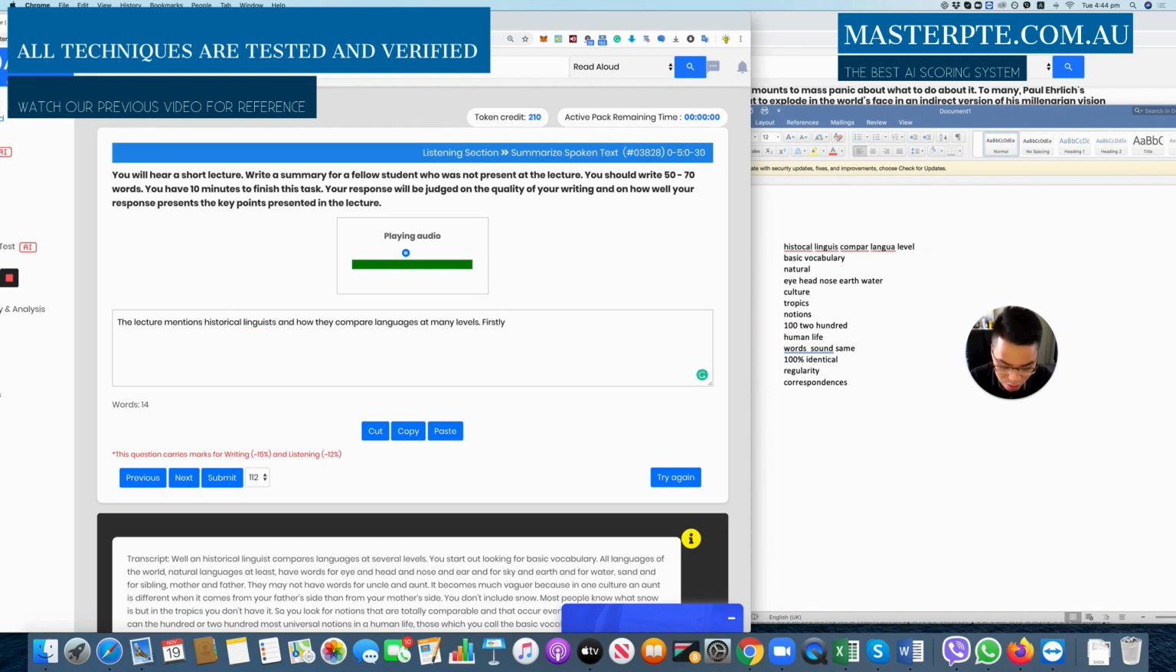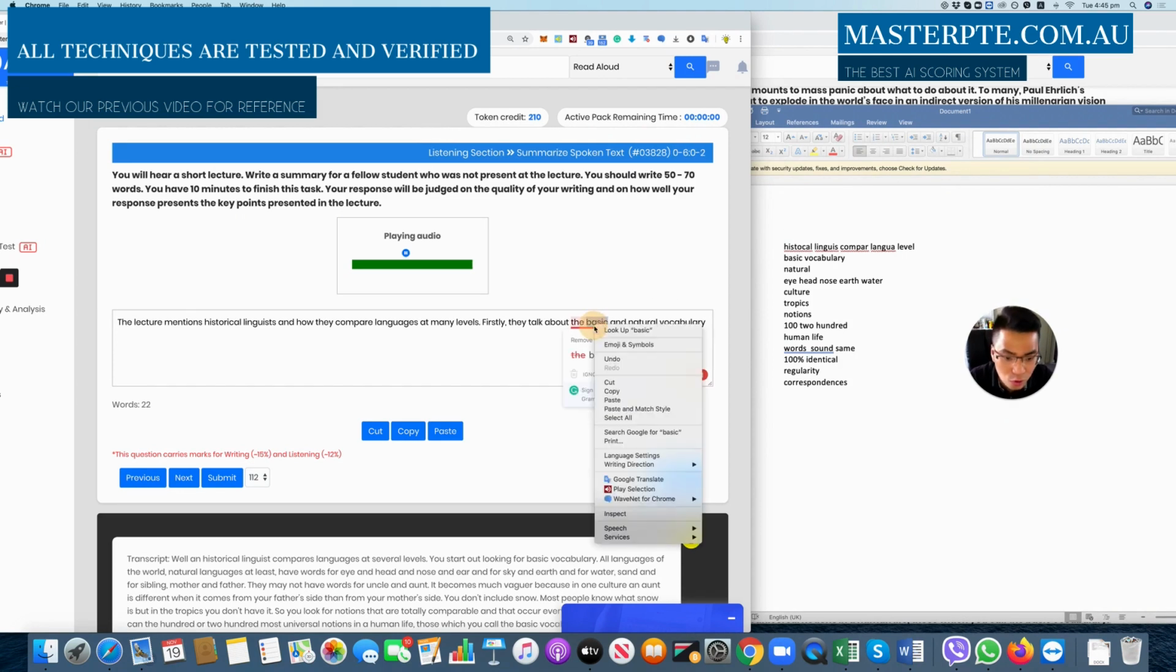Firstly, basically they talk about, so just use a very simple phrase. Firstly, they talk about the basic vocabulary. You can see there's a note here and I have nothing to match it up with, so I'm just gonna combine them together. Don't worry, the machine is not gonna mark you if you misunderstand the context. It's just going to try to see whether you can grab the overall idea. Even if you misunderstand a little bit, that should be completely fine.